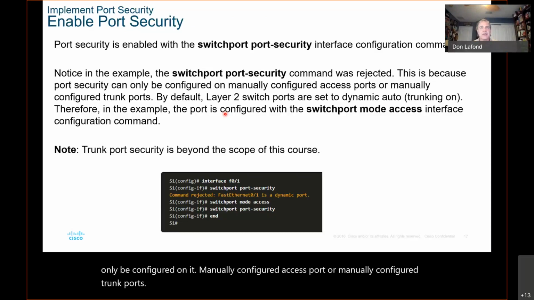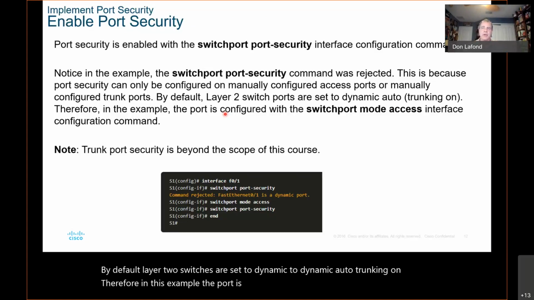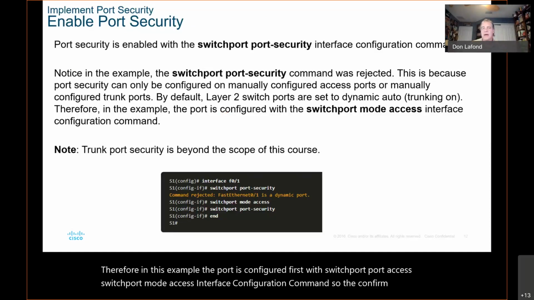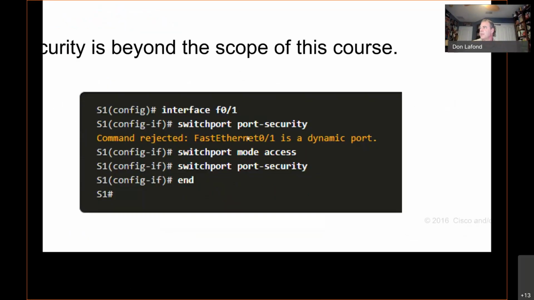By default, layer 2 switches are set to dynamic auto trunking on. Therefore, in this example, the port is configured first with the switchport mode access interface configuration command. So what happens is they try to use the command switchport port-security to enable port security, but they get an error message saying that it's a dynamic port.